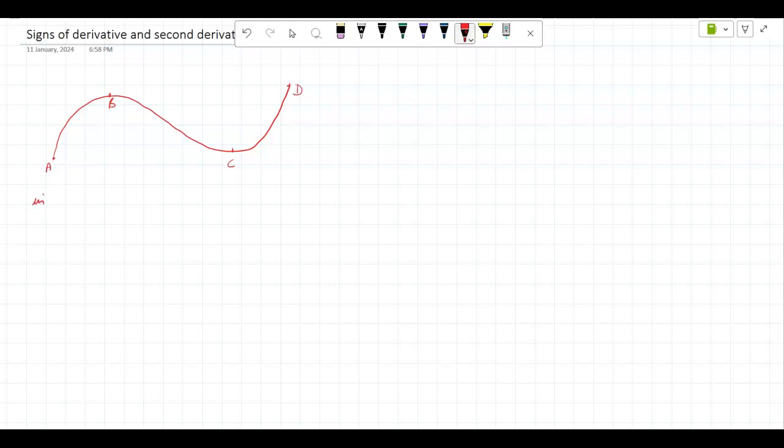Where is the function increasing? Just looking at the shape of the graph: A to B and C to D. And where is the function decreasing? B to C. The function is decreasing from B to C. Correct? You always go from left to right.